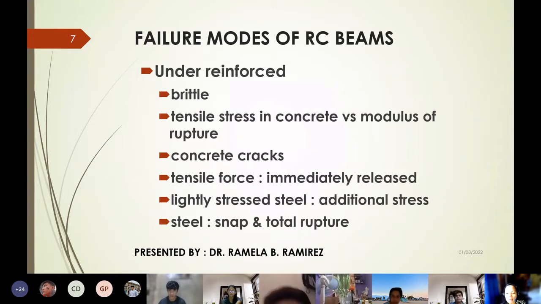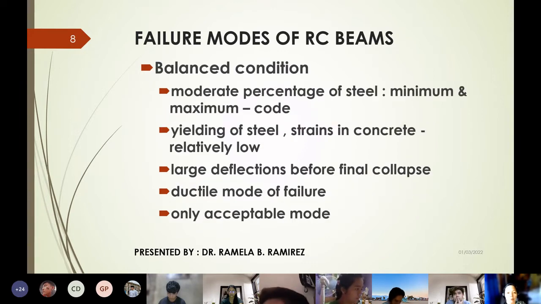While for the under-reinforced, the failure is brittle, nagkakaroon ng tensile stress sa concrete versus the modulus of rupture, nagkakaroon ng concrete cracks, immediately nare-release yung tensile force, nagkakaroon ng additional stresses dun sa lightly stressed steel, nag-i-snap yung steel, and ultimately magre-resulta sa total rupture.